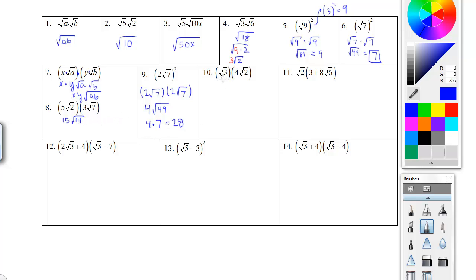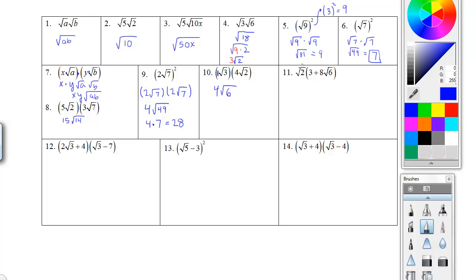All right, next, square root of 3 times 4 root 2. There's a 1 in front of this square root of 3. Might help you figure out what's going on. So the 1 and the 4 multiply each other, and the root 3 times root 2 becomes 3 times 2 under here, or just 6. So 4 root 6 is the answer.